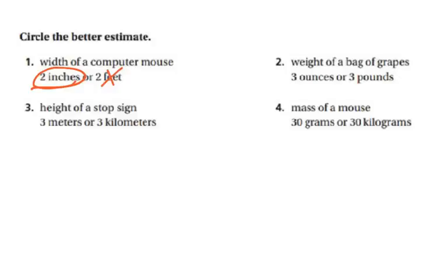The height of a stop sign. I have 3 meters or 3 kilometers. Now, I remember a kilometer is the length of time, like the distance I would walk in 10 minutes. Now, if a stop sign was that high, imagine walking upwards for 10 minutes to the sky. Yeah, I would not see the stop sign, and I would run the stop sign all the time. So that's not reasonable, the 3 kilometers, but 3 meters, thinking about 3 meter sticks put on top of each other, that's reasonable for the height of a stop sign. It's kind of high, but it's still reasonable.